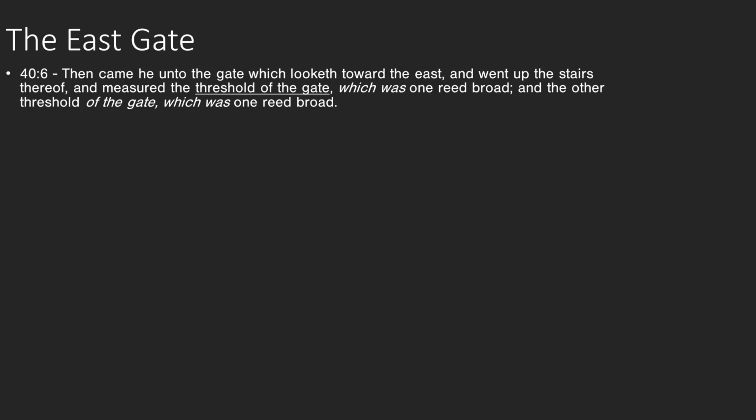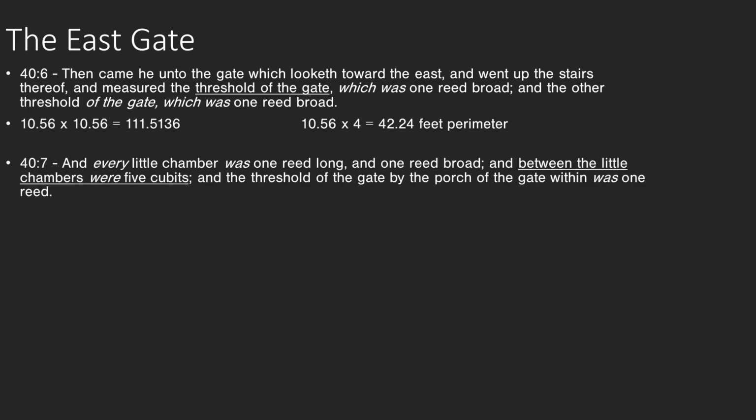The only way to get in this city is to go up the stairs. As far as I can recall, this is the only mention of those stairs, but nevertheless, you have to ascend up to this city. So the perimeter of the gate gives us our 4224 number, and every little chamber was 1 reed long and 1 reed broad, and between the little chambers were 5 cubits, and the threshold of the gate by the porch of the gate within was 1 reed.